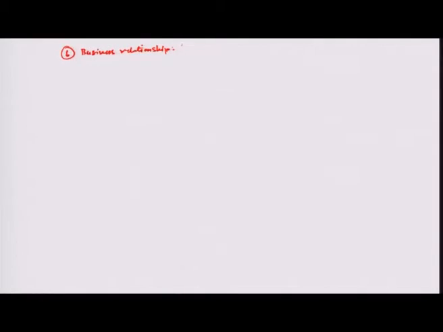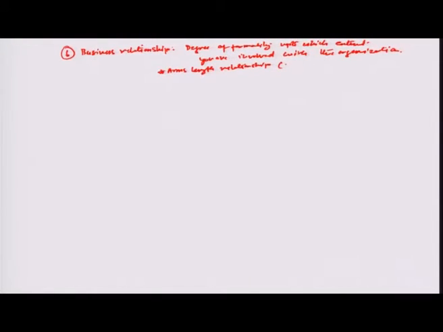So, this is about the degree of formality, the extent to which you are involved with the organization. For example, there could be just an arm's length relationship. So, this could be only where it is driven by buying and selling requirements.